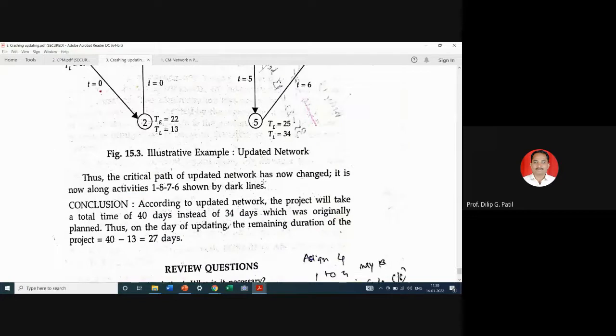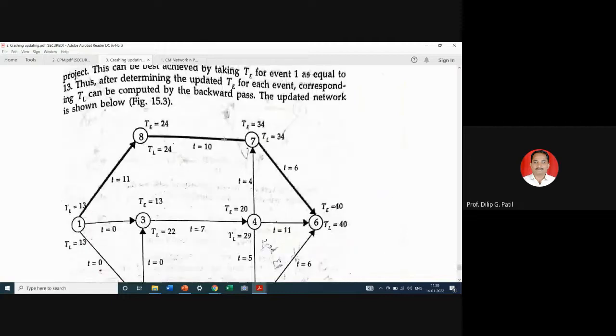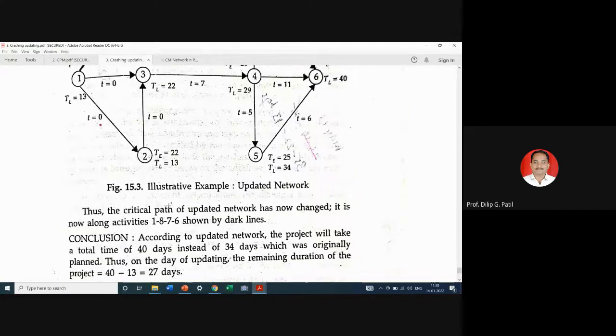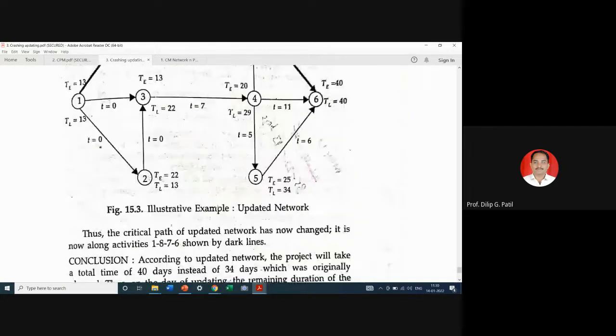Thus the critical path of the updated network has now changed. It is now along 1 8 7 6, and it is shown by the dark lines. So according to the updated network, the project will take a total time of 40 days instead of 34 days, which was originally planned. Thus, on the day of updating, the remaining duration of the project will be 40 minus 13, that is 27 days. So this is all about updating of the project network.